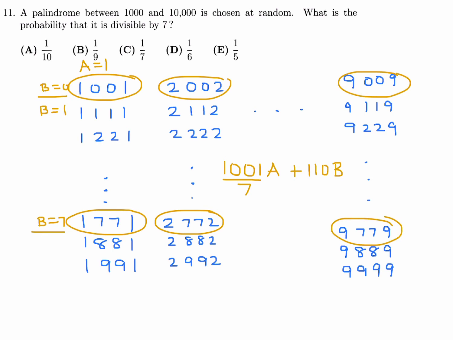So that makes it pretty straightforward. In each column, we've got 10, and in each column, the ones that are divisible by 7, there are 2 of those. So therefore, 1 over 5 is the probability. So number 11, the answer is E.